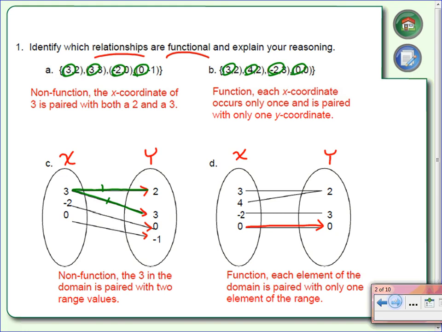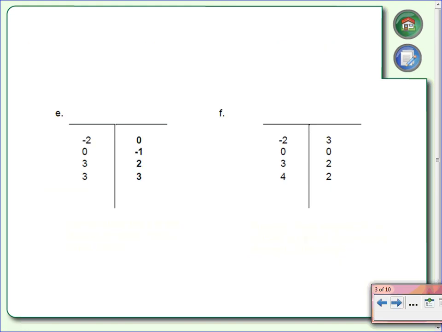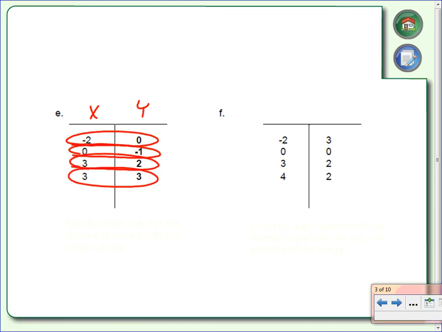Everyone got this? Now, E and F are also sets of ordered pairs. What we're given this time is a table. The first column are the x's. The second column are the y values. So this is an ordered pair. This is an ordered pair. That's an ordered pair. And this is an ordered pair.